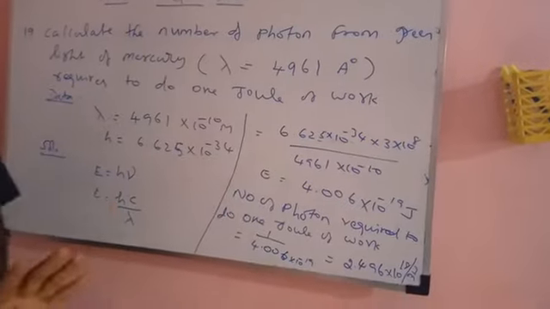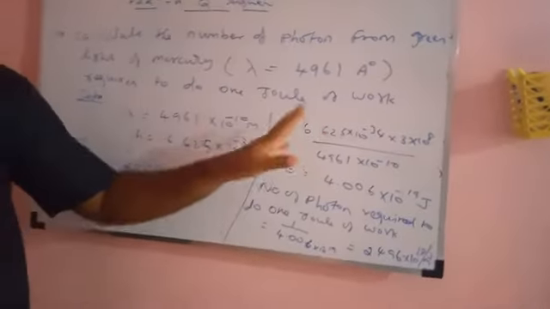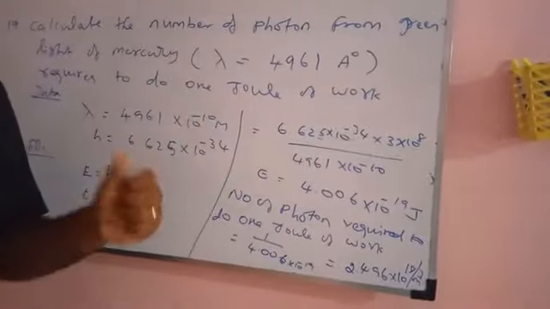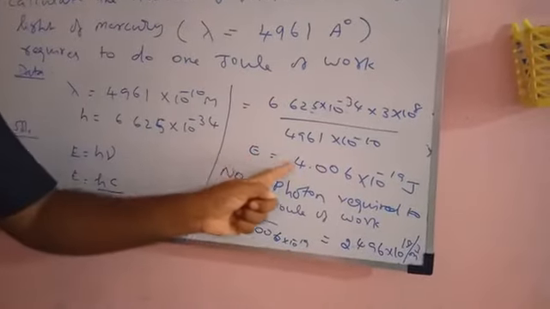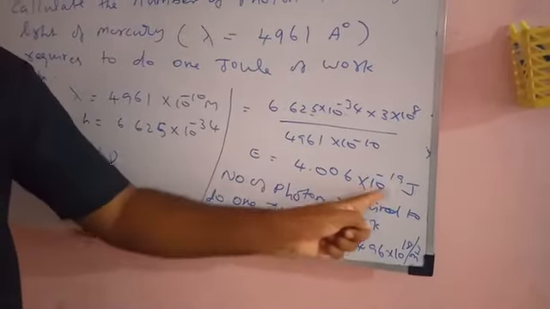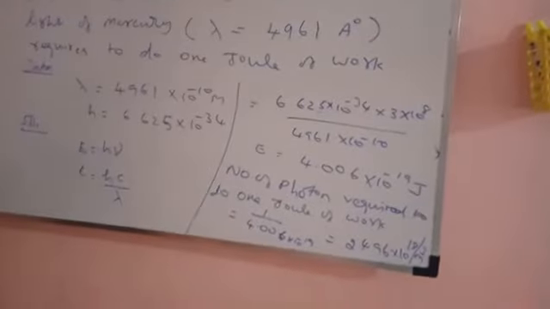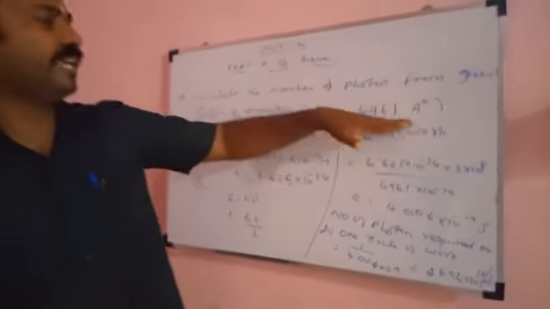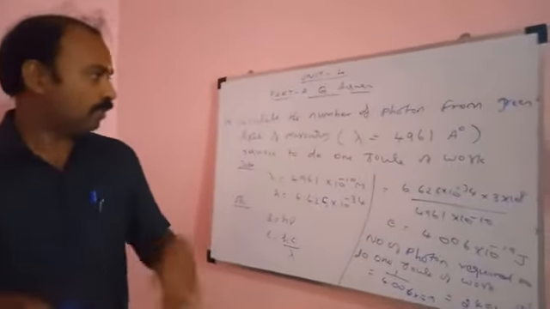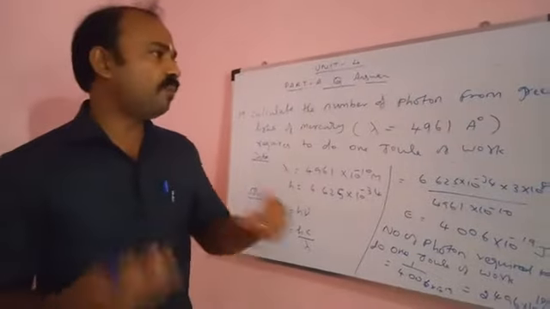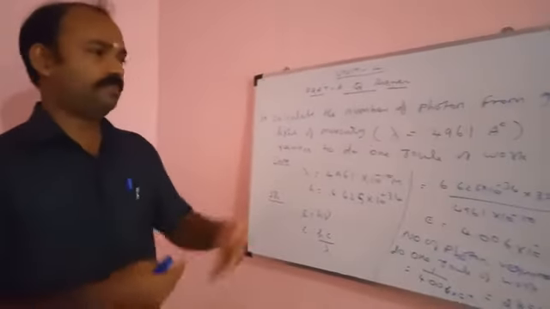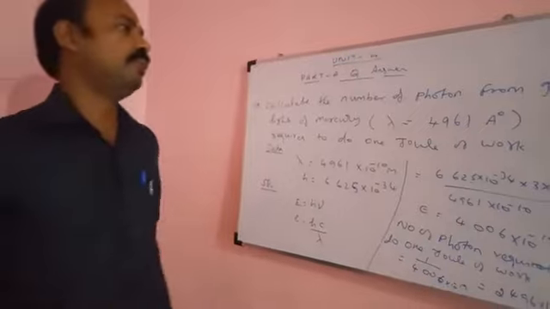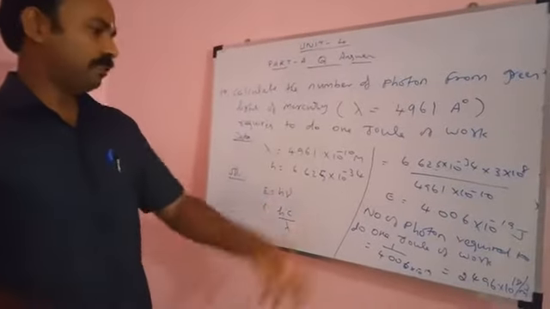The wavelength is given. Then, simplifying by multiplying with the help of a calculator, you can get E is equal to 4.006 into 10 power minus 19 joule. This is the energy corresponding to a green light of wavelength 4961 angstrom units. Now the question is, how many photons are there for that particular energy of that light.